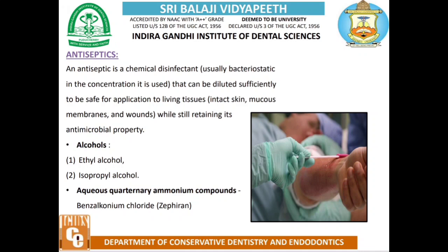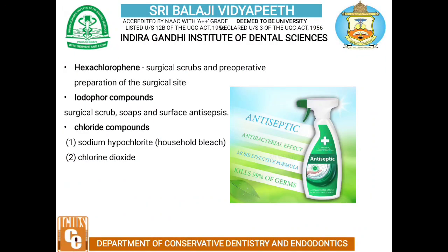Commonly used antiseptics are alcohols like ethyl alcohol, isopropyl alcohol, and aqueous quaternary ammonium compounds like benzalkonium chloride, known as Zephiran. Hexachlorophene and iodophor compounds are used in surgical scrub, soaps, and surface antiseptics. Chlorine compounds like sodium hypochlorite, called household bleach, and chlorine dioxide.